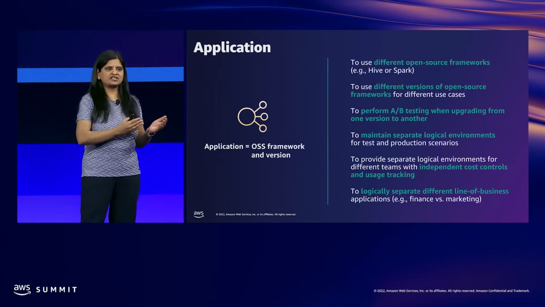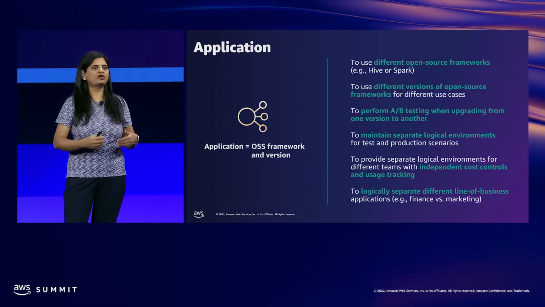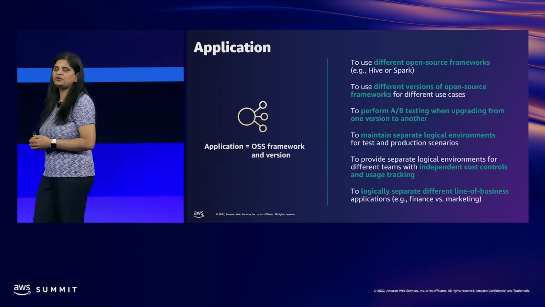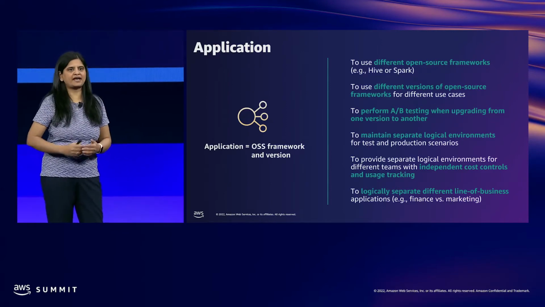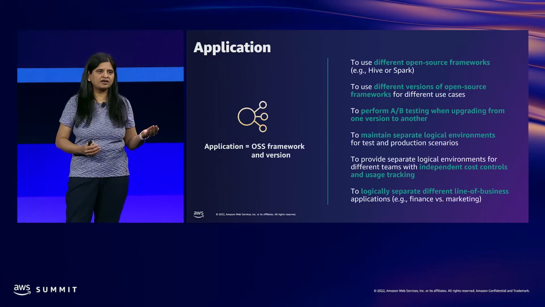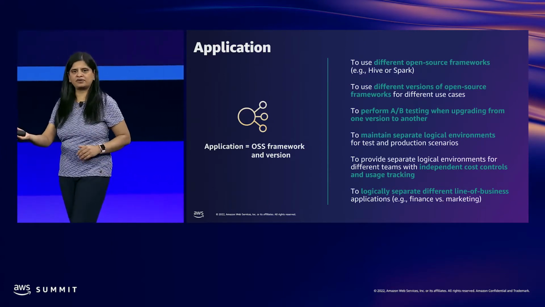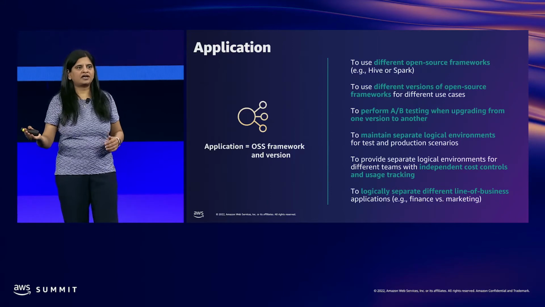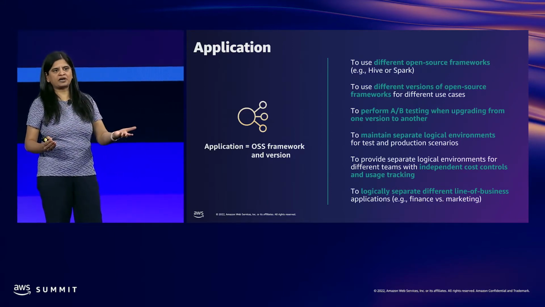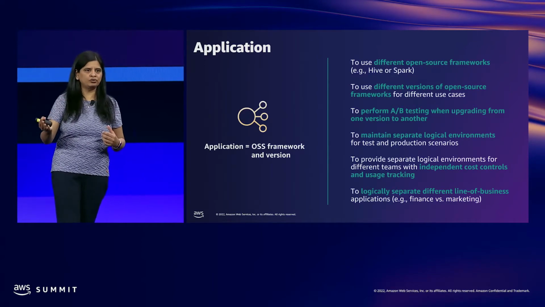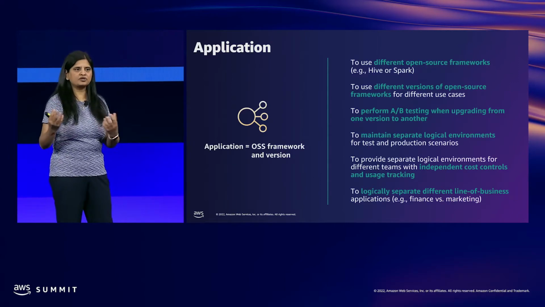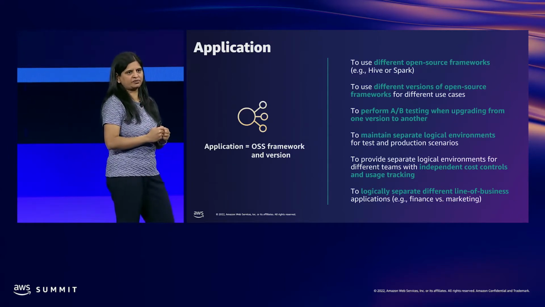But there are certain scenarios or use cases where you want to launch multiple applications. And those include scenarios where you want to use a different open source framework. For example, you want to create an EMR Serverless application for your Spark jobs, and you want to create an EMR Serverless application for your Hive jobs. And similarly, if you want to run different versions of the open source framework, if you want to run Spark 3.1.2 and Spark 3.2, then you create two different applications. So these are some scenarios where you want to create different EMR Serverless applications.